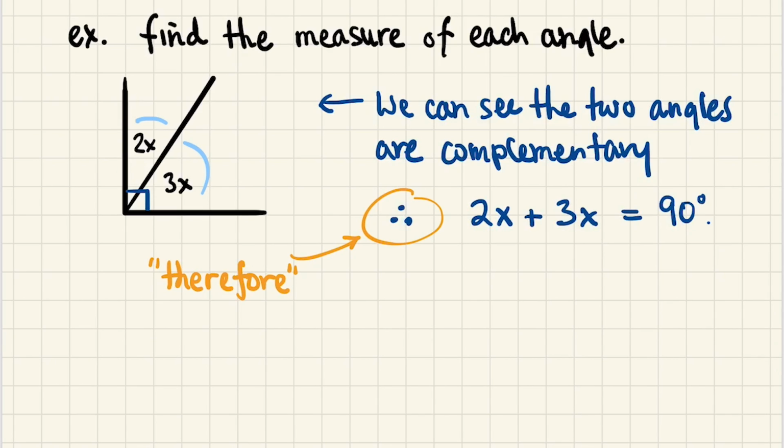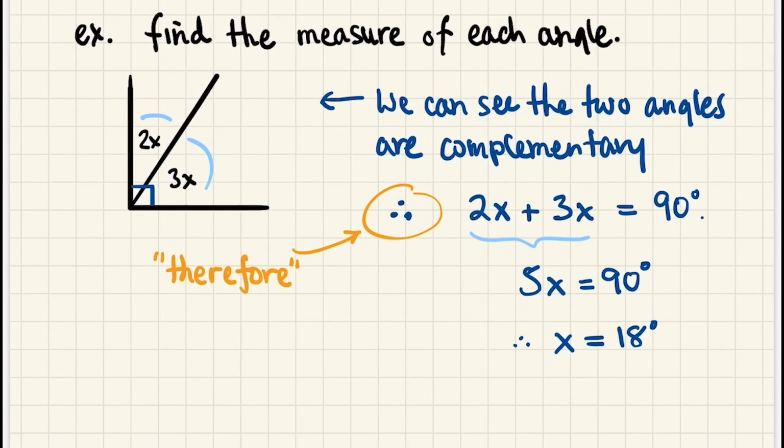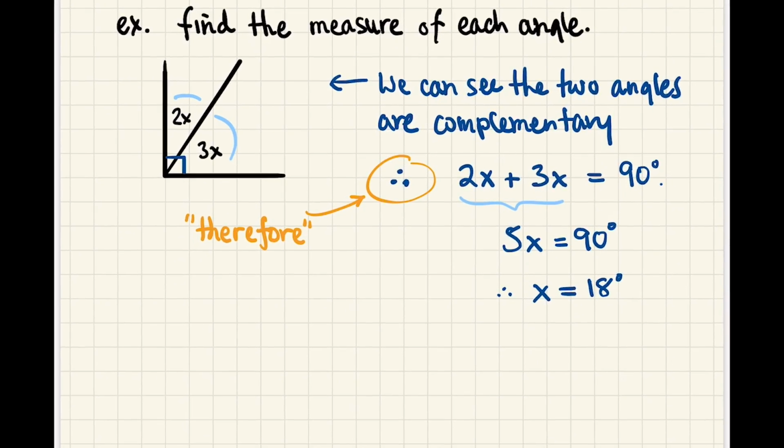All right, so we'll just solve this equation for x. So 2x plus 3x is 5x. 5x is 90 degrees. And dividing both sides by 5, we get that x is equal to 18 degrees. So now that we know the value of x, we can plug x into each of those two individual angles and actually learn what their measures are.